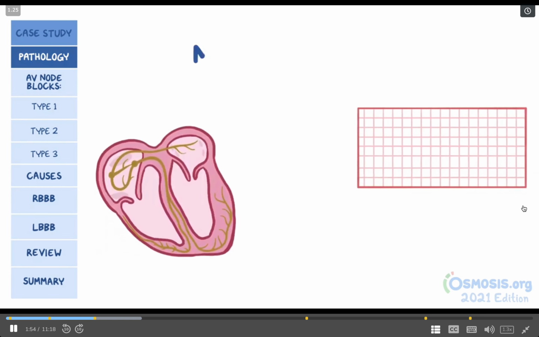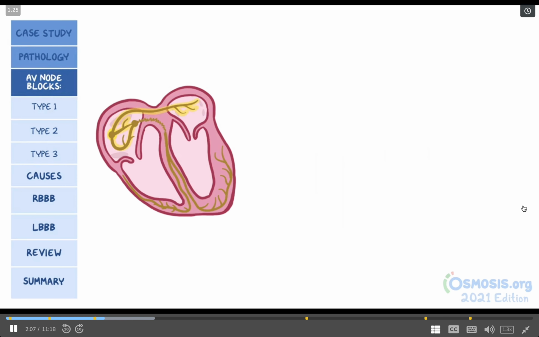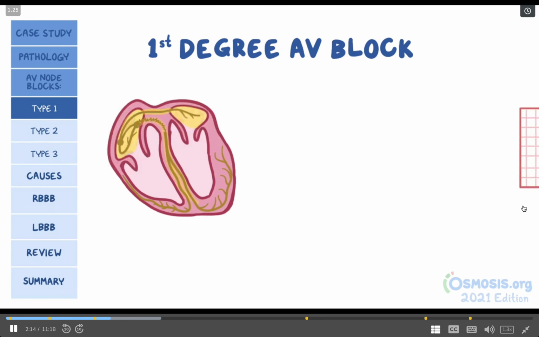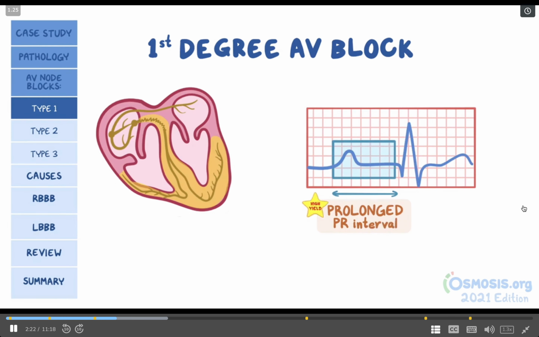Okay, on the ECG, the normal delay in the AV node is represented by the PR interval, which is normally less than 5 small boxes, or 200 milliseconds. There are 3 main types of AV block. First degree AV block is technically not really a block, it's more of a delay. Every single atrial impulse eventually makes it to the ventricles. The high yield concept here is that the only abnormality is a prolonged PR interval, and it's usually asymptomatic, so it doesn't require treatment.